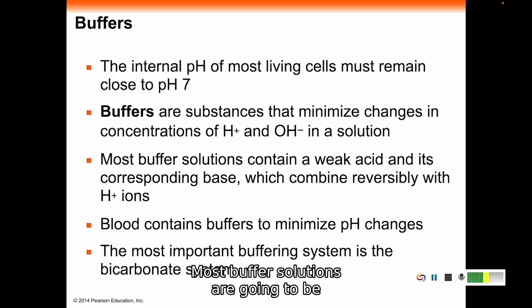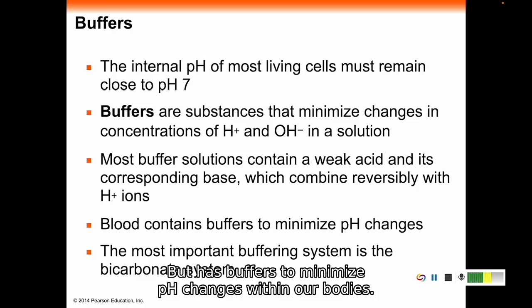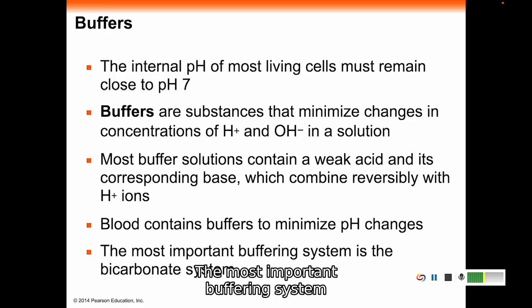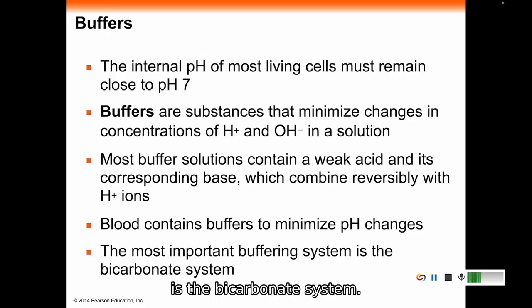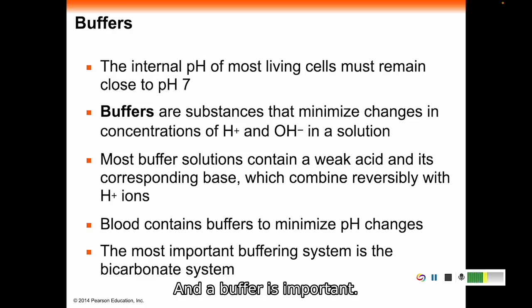Most buffer solutions are going to be a weak acid and its corresponding base, and they'll reversibly react to either accept or donate hydrogen ions. Blood has buffers to minimize pH changes. Within our bodies, the most important buffering system is the bicarbonate system. We're not really going to get into depth about it, but just be able to understand what a buffer is and why a buffer is important.